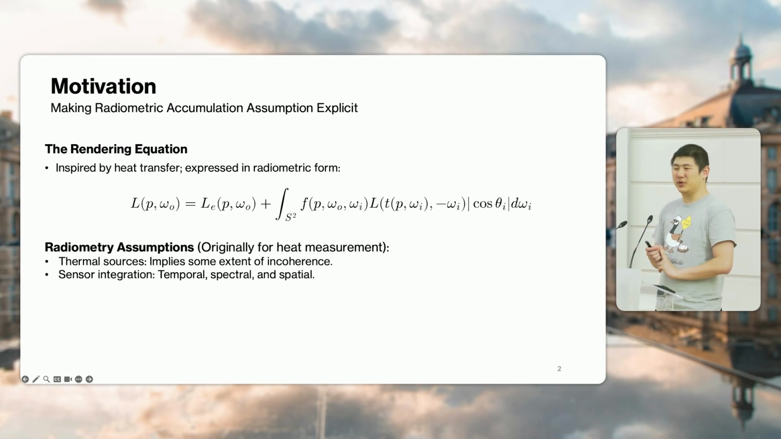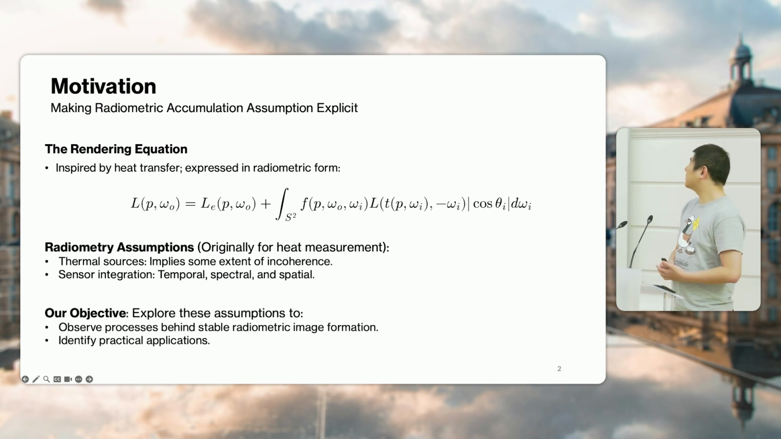For heat, we mean we are dealing with a thermal source rather than a laser-like source. It means some degree of incoherency. And for measurement, it means we have a sensor and we are doing integration on some dimension, for example, temporal, spectral, spatial.